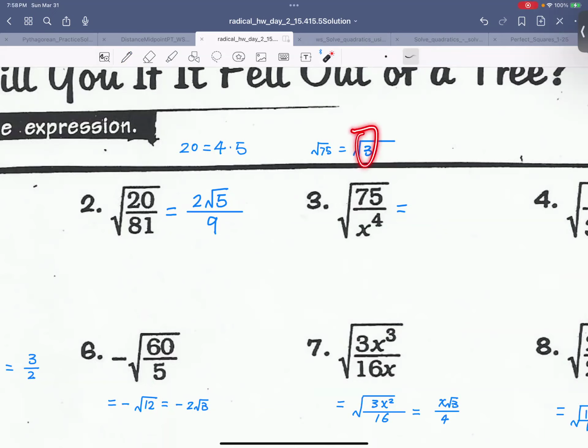3 times who? Thank you. 75 is 3 by what? 25. Then, what do you take out? Square root of 25 is who? 5. 5 times square root 3, right? For the bottom one, what do you take out? x squared. Thank you. You got it.